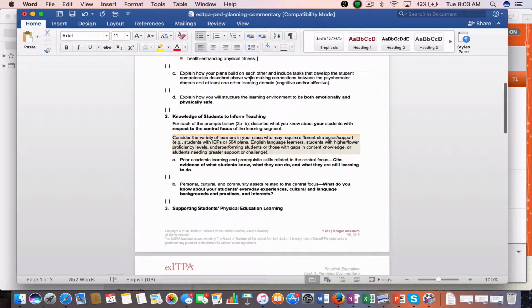Here you're going to explain how your plans build on each other. So you've already addressed this in your ETWS work. All you need to do now is copy and paste it into the bracket.